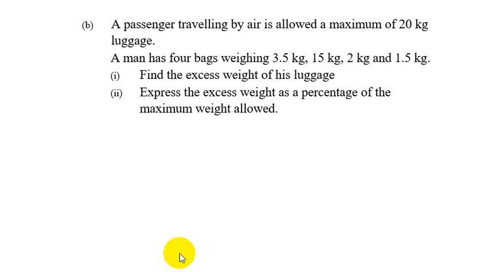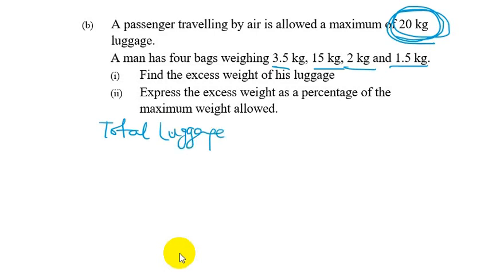Now, we know from the question that when someone is traveling, you are allowed 20 kg. That one they won't charge you. Any excess they will charge you. But this man has 4 luggages. So first we have to find the total luggage of the man. Total luggage will be 3.5 plus 15 plus 2 plus 1.5, and the total luggage here will be 22 kg.